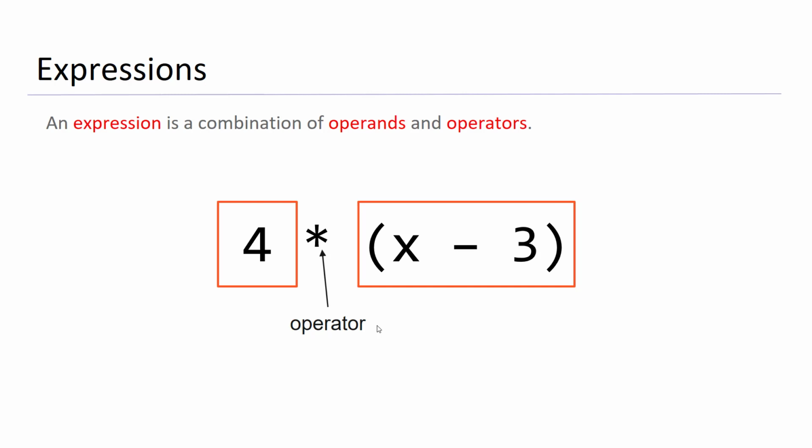Now, an operand itself can also be an expression. So this term over here is also an expression. It's an expression because you have the minus operator, and you have the x as an operand, and you have the 3 as an operand. So this is an operand, and that's also an operand. So your expressions are basically a combination or a mix of operators and operands.